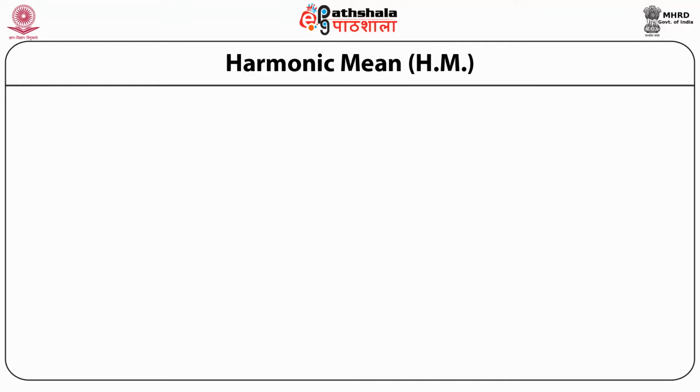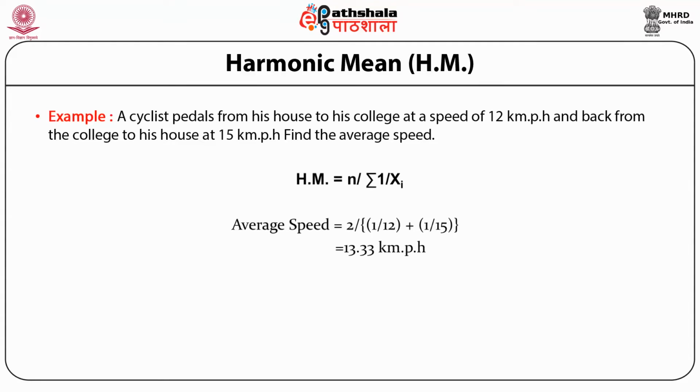Now let's explain harmonic mean with the help of an example. There is a cyclist who pedals from his house to his college and average speed is 12 kilometers per hour. And then he goes back from the college to his house at average speed of 15 kilometers per hour. So what is the average speed? Since the distance is same, we will be using harmonic mean. So average speed is equal to n upon, in the denominator, summation 1 upon xi. So we have to find out the value of 1 upon x1 in this case plus 1 upon x2. x1 is 12 and x2 is 15. When we put these values in the formula, harmonic mean or average speed comes out to be 13.33 kilometers per hour.